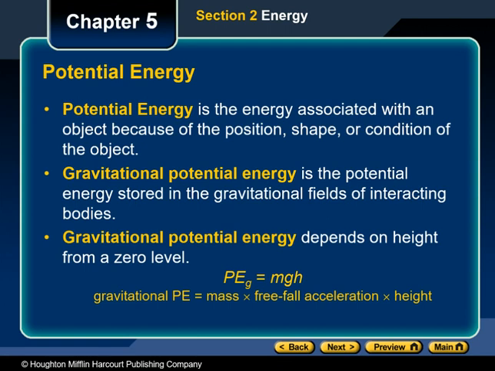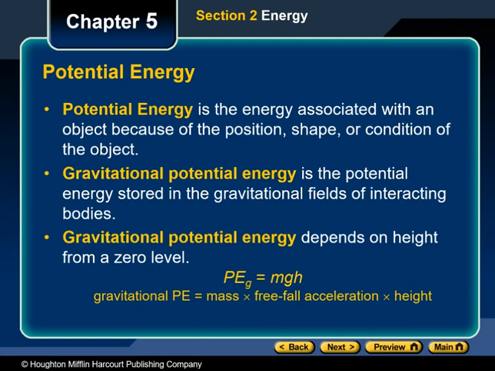As it falls, it gains kinetic energy. Where does the egg's kinetic energy come from? It comes from the gravitational potential energy that is associated with the egg's initial position on the table relative to the floor. Gravitational potential energy can be determined using the following equation. PE_g, potential energy due to gravity, is equal to mgh, which is to say gravitational potential energy is equal to mass times free fall acceleration times height. The SI unit for gravitational potential energy, like for that of kinetic energy, is the joule.